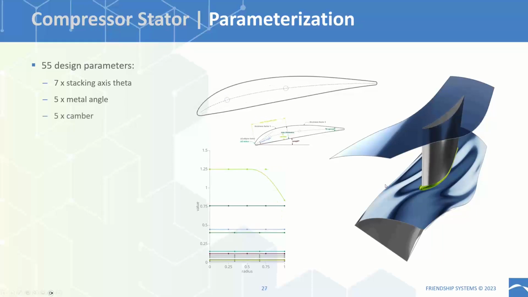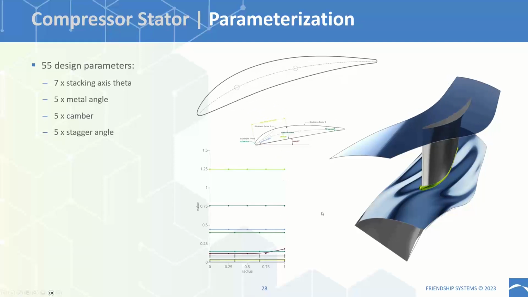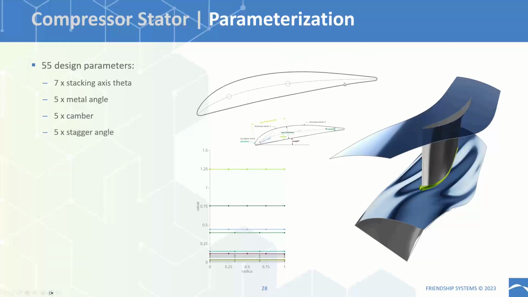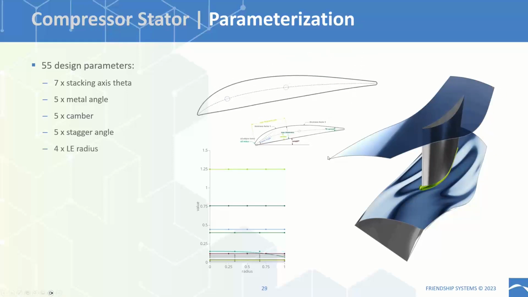Okay, let's go through the next groups of parameters. So we have again 5 design parameters for the camber of the airfoil, again to control the 5 control points of this radial distribution. Then we have 5 parameters to control the stagger angle of the airfoil, 4 control points to control the radius of the leading edge. You can see here, I think mostly in this 2D plot.